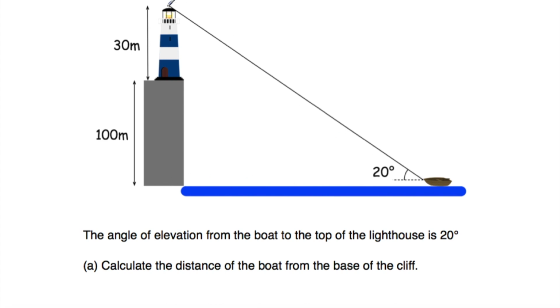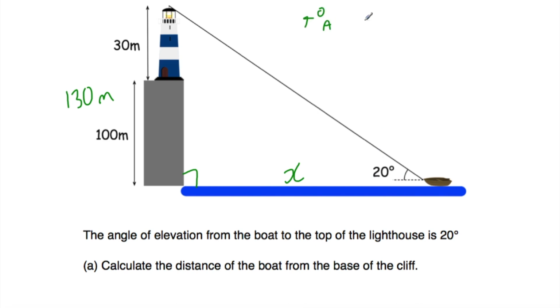So if we look at this right angle triangle, we want to find this distance here, the distance from the boat to the base of the cliff. So let's call that x. And we know that this height, the total height from the sea up to the top, would be 130 meters. And we've got this angle is 20 degrees. So that's fantastic. So let's jot down our triangles.